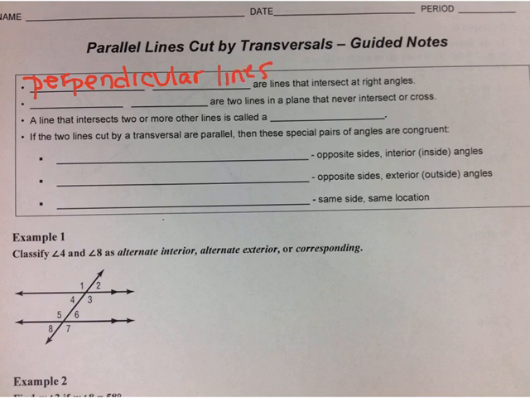Alright, the next one, we have parallel lines are two lines in a plane that never intersect or cross. So parallel lines. Alright, the next one, we have a line that intersects two or more other lines is called a transversal.